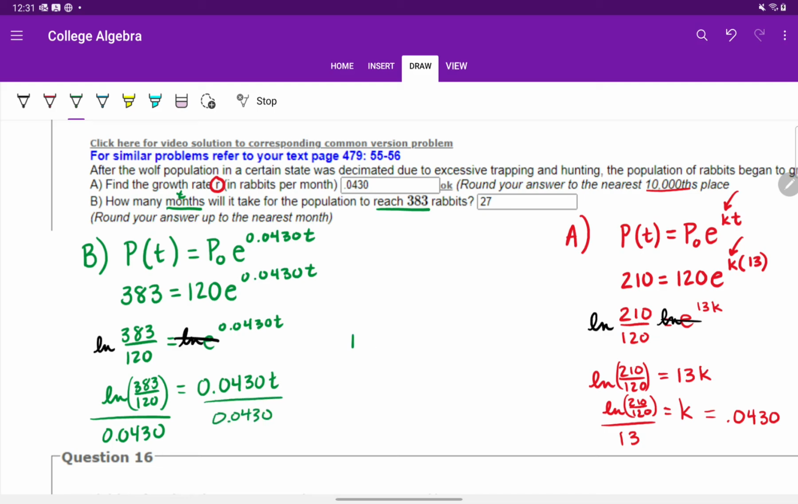So we end up with t equals this nasty mess, which you can just plug into your calculator. And when you do that, you should end up with approximately 27 months. We were told to round the answer up to the nearest month, so that's why we ended up with 27.